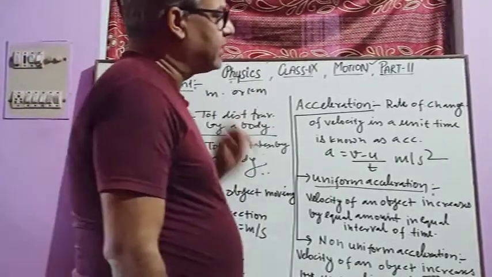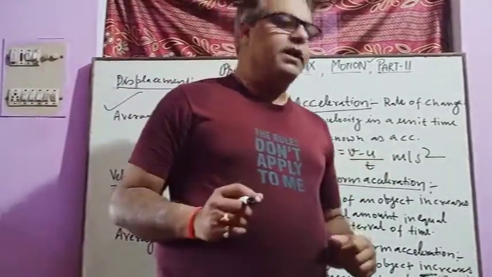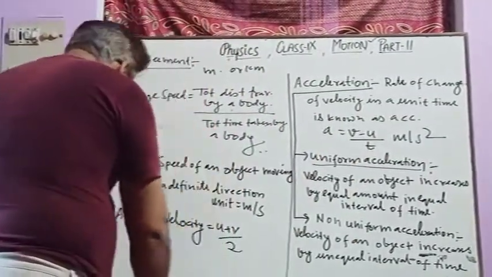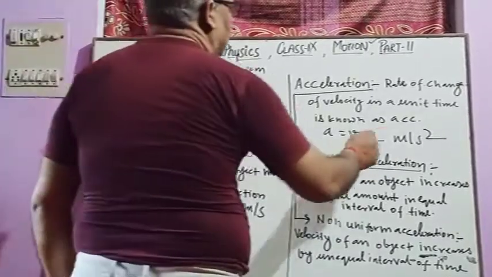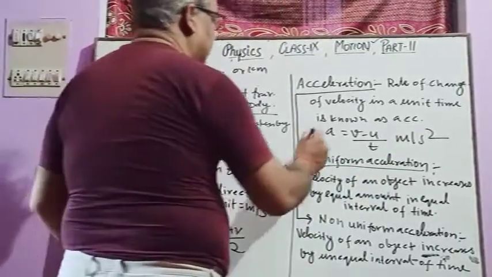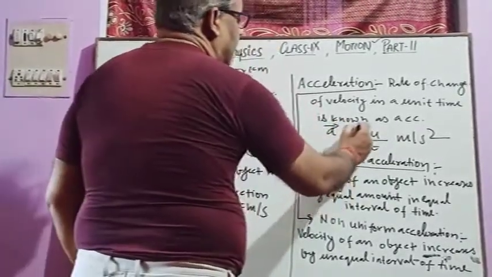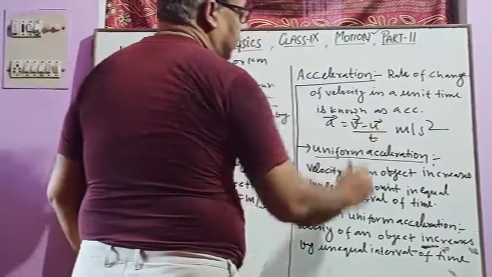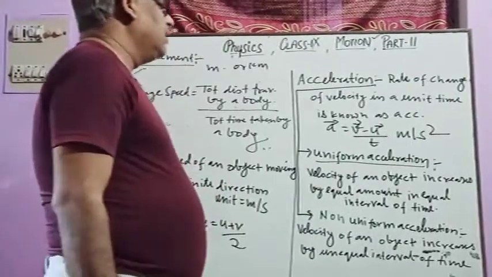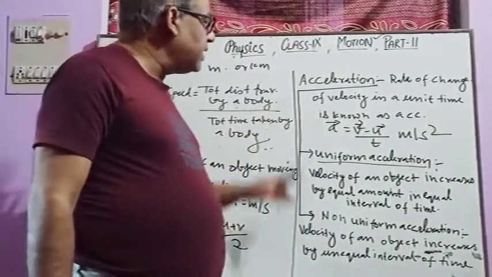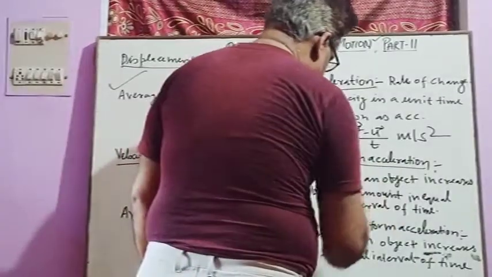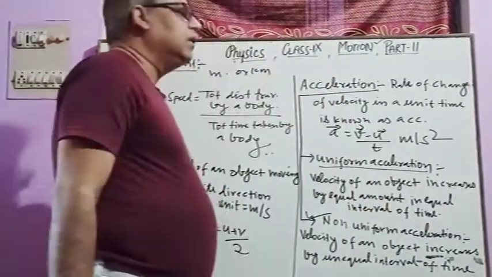Now I am coming to acceleration. Acceleration is a very important thing: the rate of change of velocity in a unit time. That is known as the acceleration, and acceleration is a vector quantity. That's why it is final velocity minus initial velocity upon time, and its unit is meter per second square. So we can define acceleration. Now this acceleration is of two types: the first is called uniform acceleration, and the second is called non-uniform acceleration.